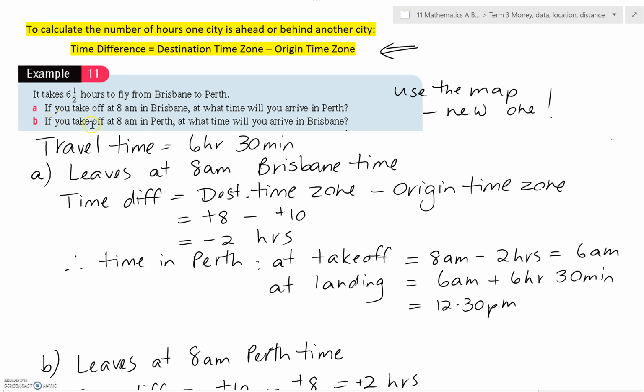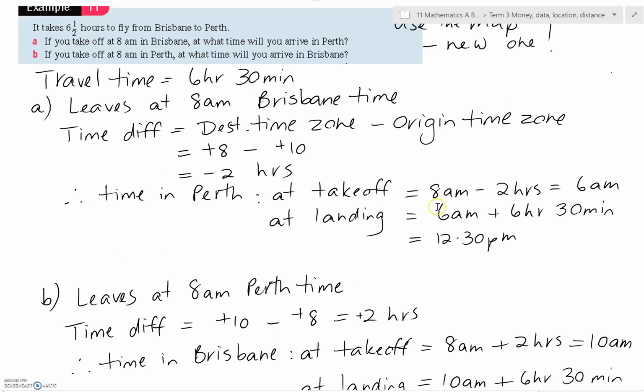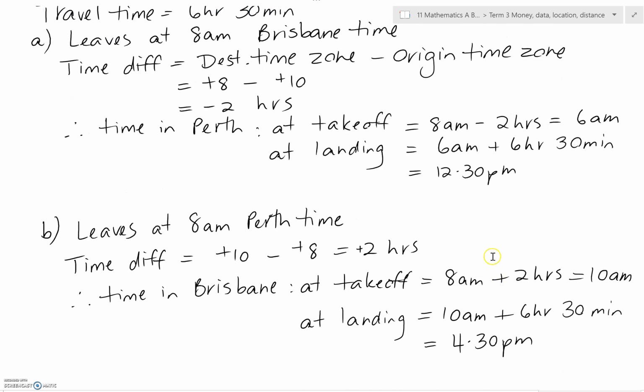Now, the second part says, if you take off at 8 a.m. in Perth, at what time will you arrive in Brisbane? So the process is the same, but our origin and our destination are different. So it says it leaves at 8 a.m. Perth time. The time difference is +10, that's Brisbane, minus +8, that's Perth. So Brisbane is 2 hours ahead of Perth, which makes sense based on what we've just done.